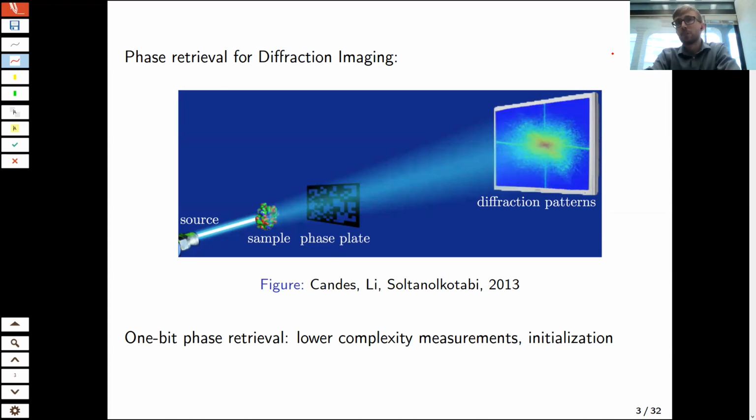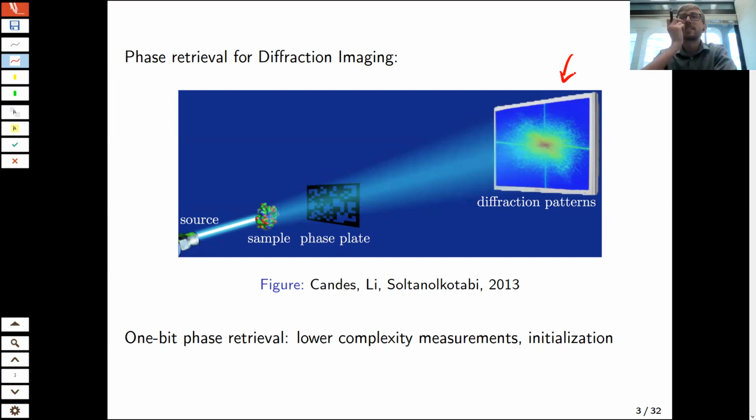Here's an example in diffraction imaging. You have maybe some nanoscale structure, like some crystal. You want to understand the structure of this very tiny object. And so you shine a beam of X-rays at it, and when it hits the object, that beam scatters and creates what's called a diffraction pattern, which you can see over here.